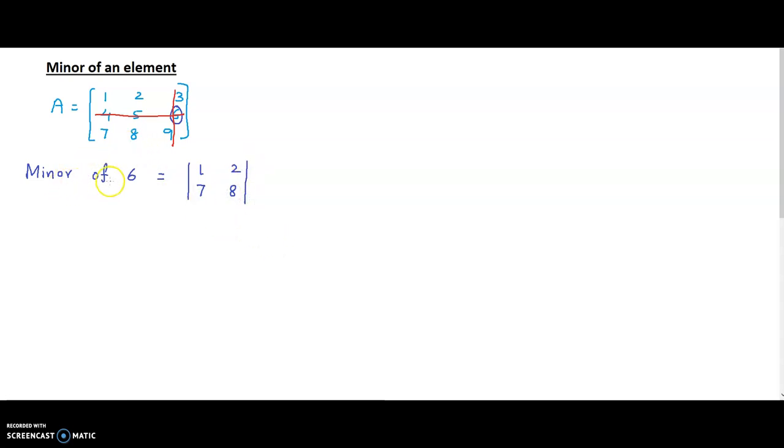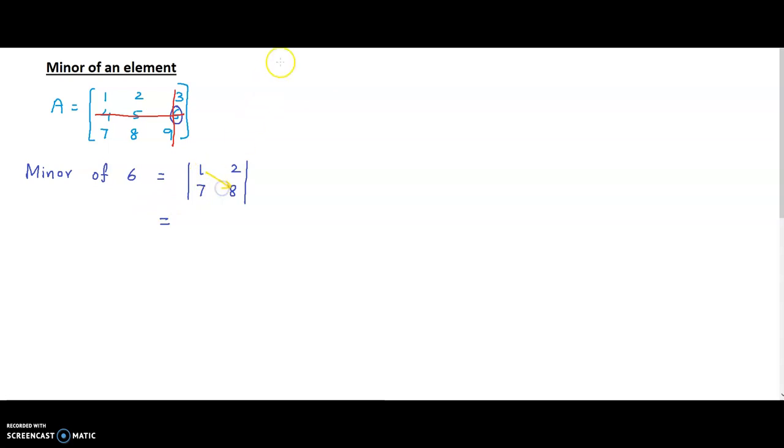So the minor of an element is nothing but the determinant of the 2 by 2 matrix obtained by deleting the row and the column where the element is present. We are trying to find the minor of the element 6 here. 6 is present in the second row and the third column. We need to delete the second row and the third column. The remaining 4 elements we have to write in the form of a determinant. This will be the determinant of a 2 by 2 matrix, and we have seen already how to find it. This will be in the form of AD minus BC.